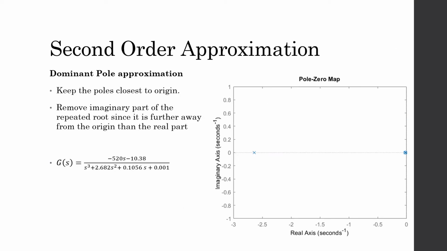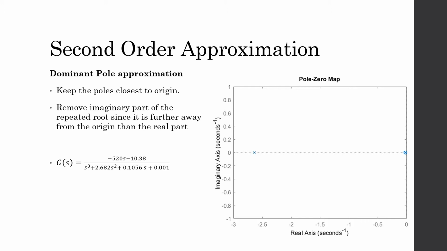Because our system is third order, many of the calculations we previously learned for second order systems do not apply. In order to remedy this, we decided to perform a dominant pole approximation, where we assume that the slowest part of the system dominates the response, and the faster parts of the system can be ignored. The system must be stable in order to perform this approximation.